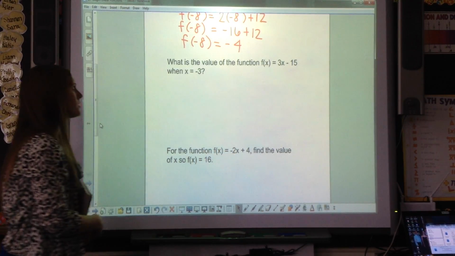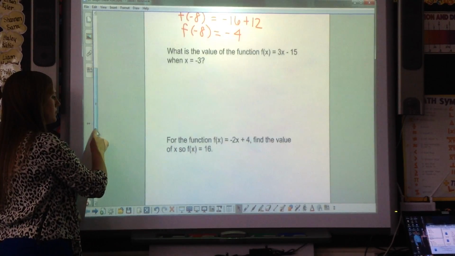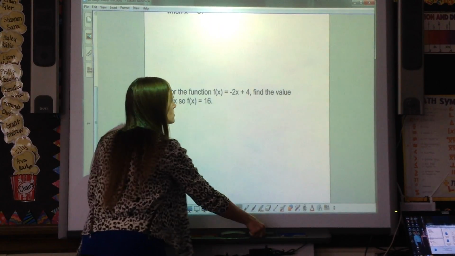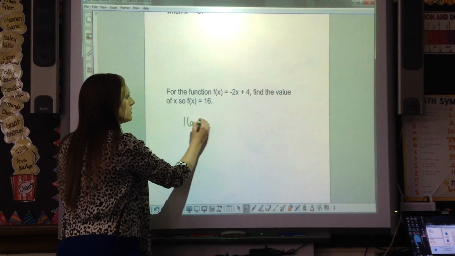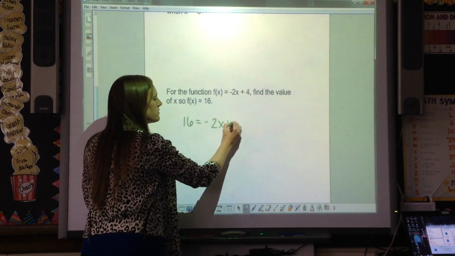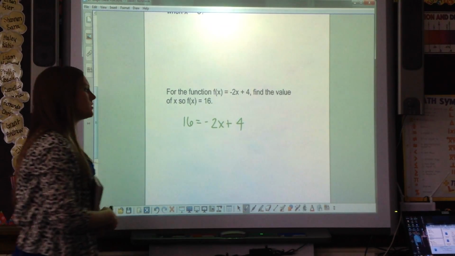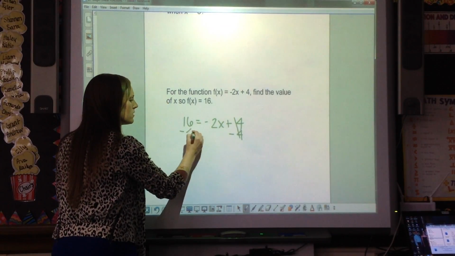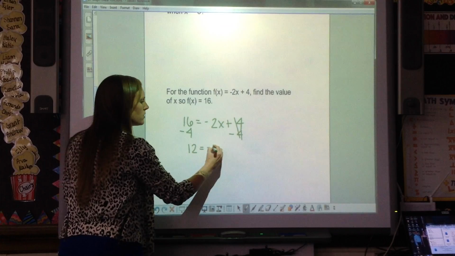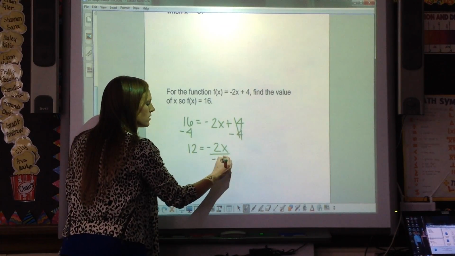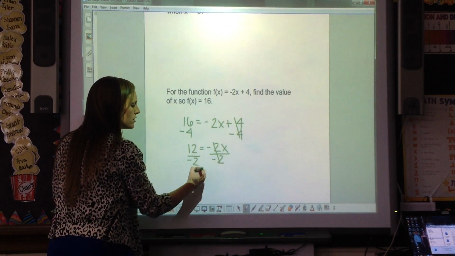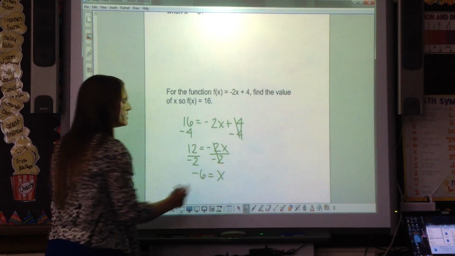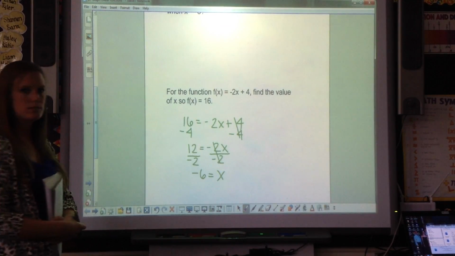So we want to solve for x. It's kind of the reverse of what we did up there. So our answer is 16. Our goal is to find x. So we're going to leave x on the right side. Two-step equation. I get x to equal negative 6.